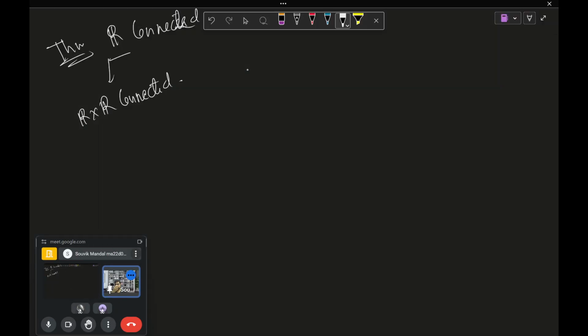So R cross R is connected. Similarly, R to the n also connected. By assuming that fact, real line is connected, R to the n is connected for any n.